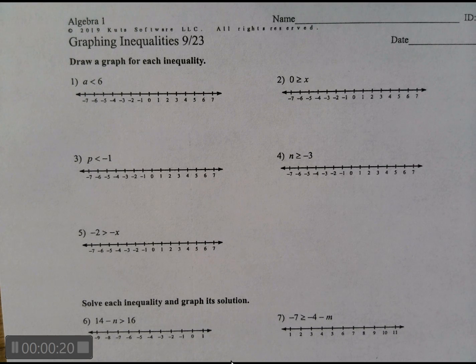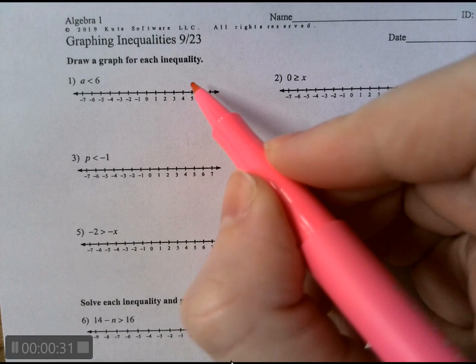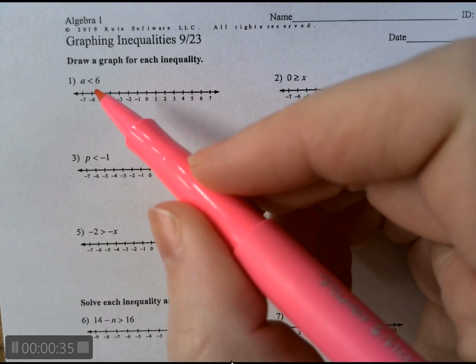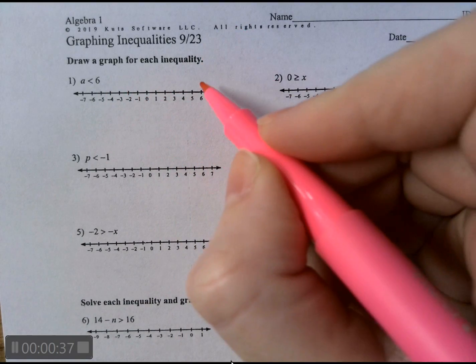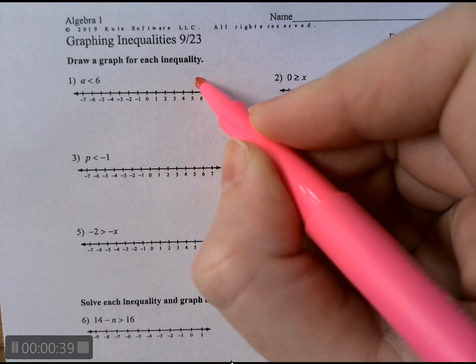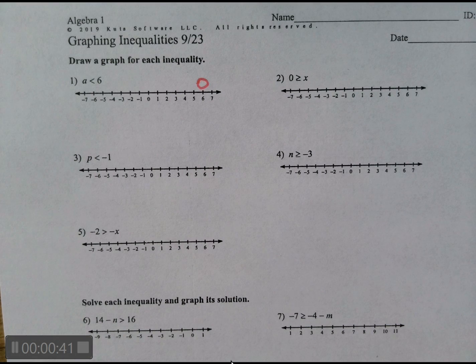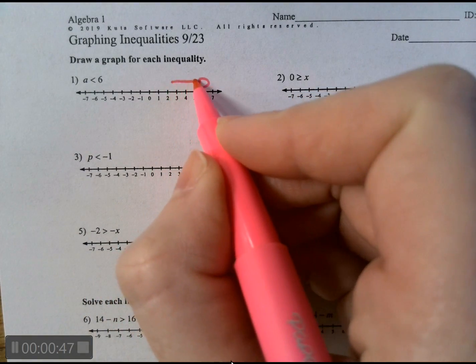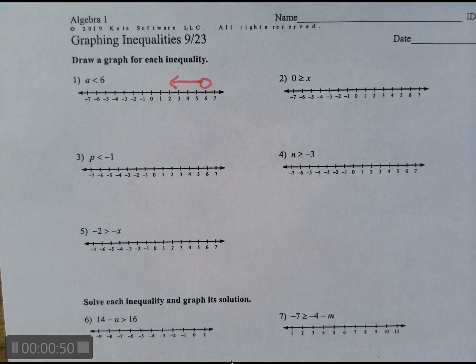A is less than 6. So we need to put a circle over 6, because if you notice, there's no solving for these first 5. Just making sure that we know the basics. Okay, so since there's no line under our inequality sign, that means it's going to be an open circle. And since A is less than 6, I need all of the numbers that are less than 6. So then our arrow is going to point to the left.